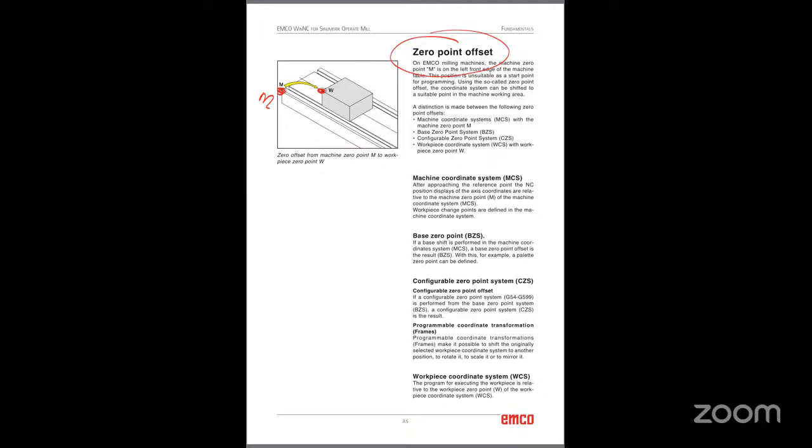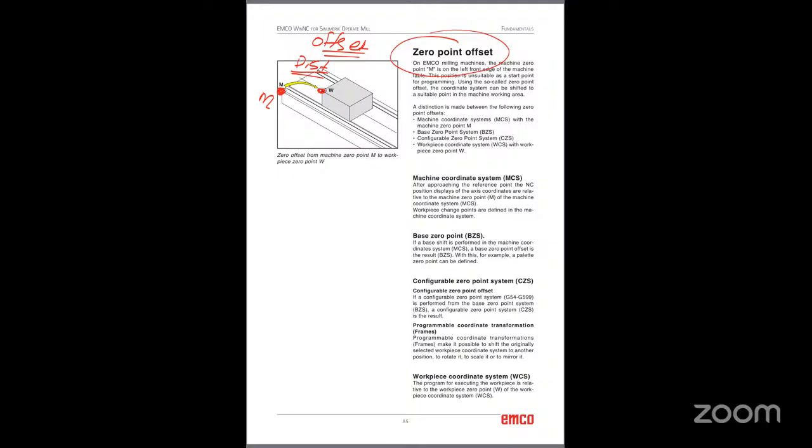So there is a distance between the machine 0 point and the workpiece 0 point, right? This is what we call the offset, or the 0 point offset. That means we will shift the origin from M to W. That is what is called a 0 point offset or offset.